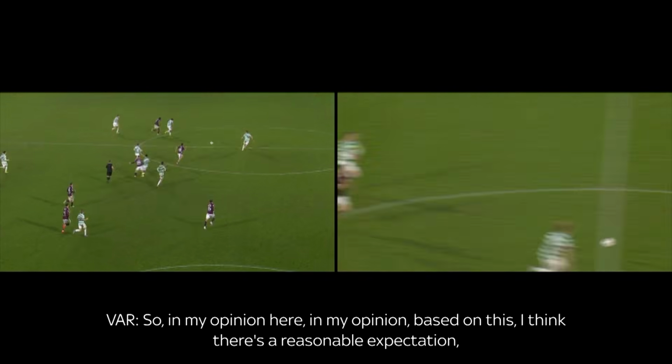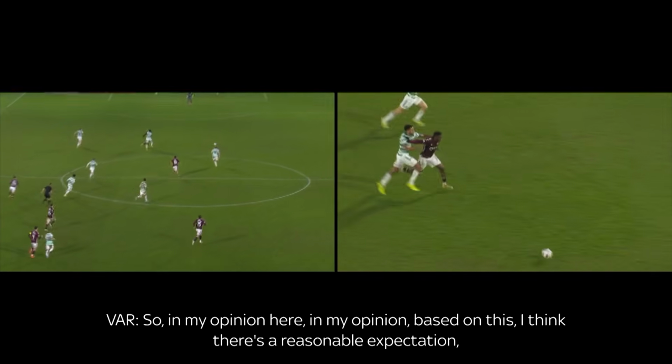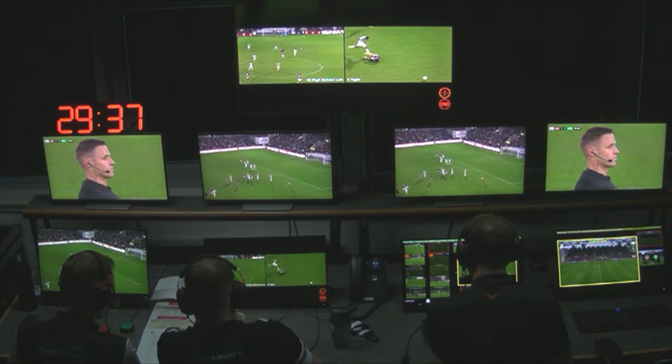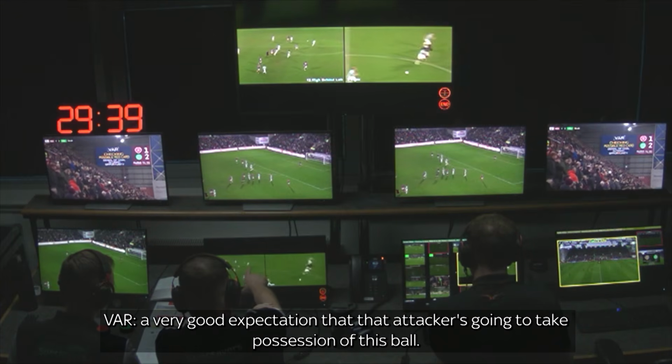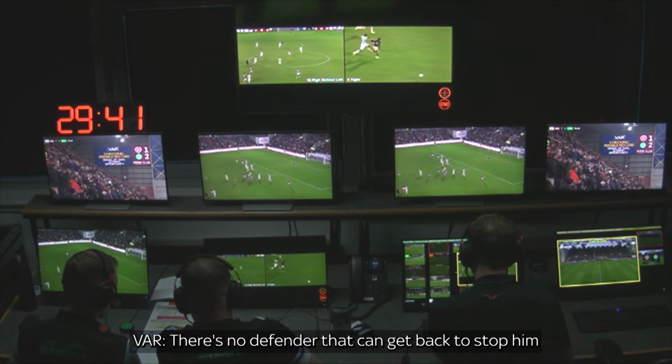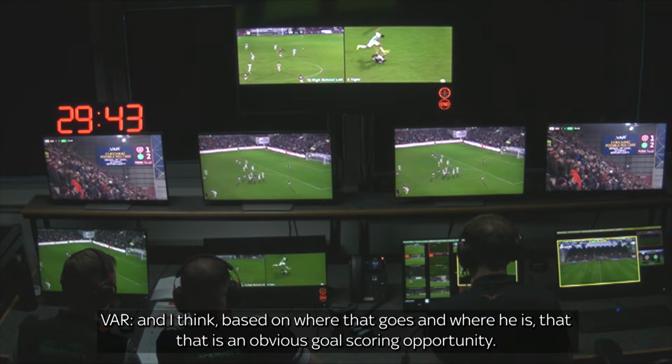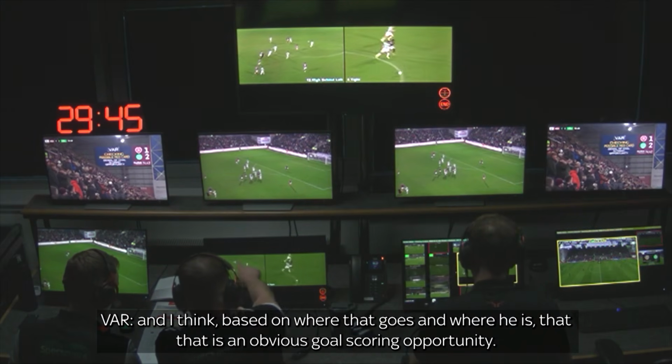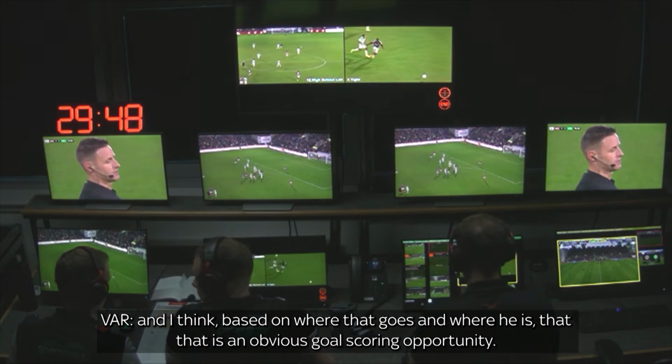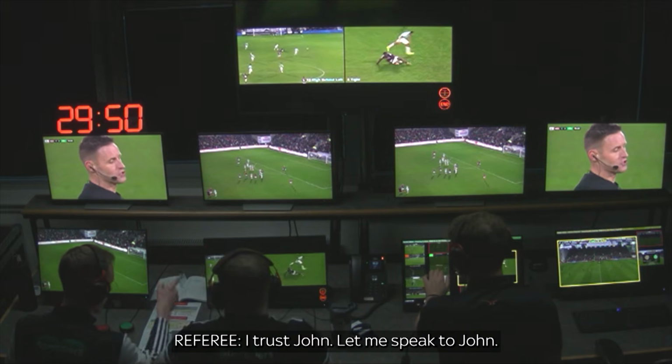So in my opinion here, based on this, I think there's a reasonable expectation, a very good expectation that attacker is going to take possession of this ball. There's no defender that can get back to stop him, and I think, based on where that goes and where he is, that is an obvious goal scoring opportunity. Would you agree with that? This is what I trust. Let me speak to John.